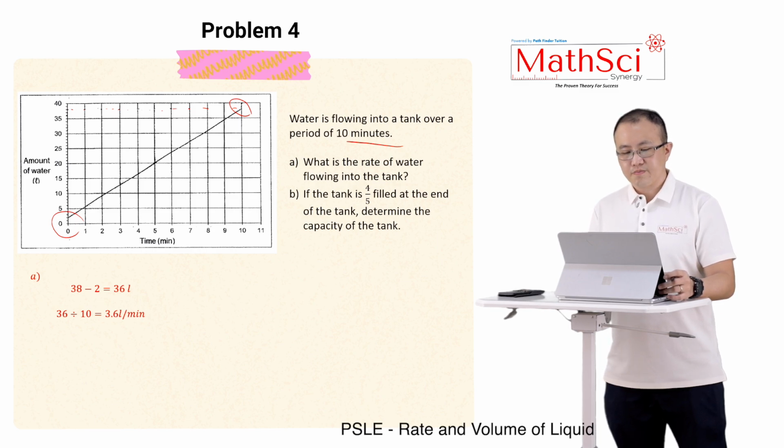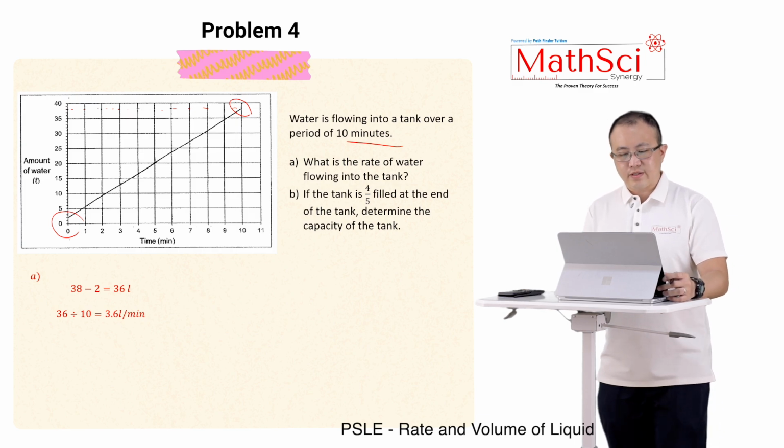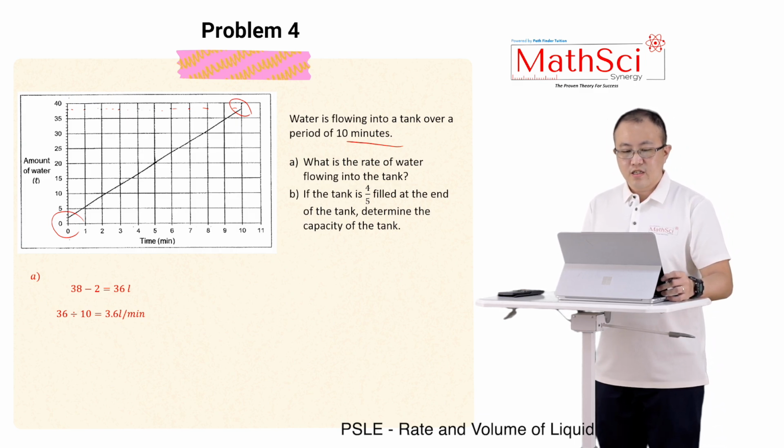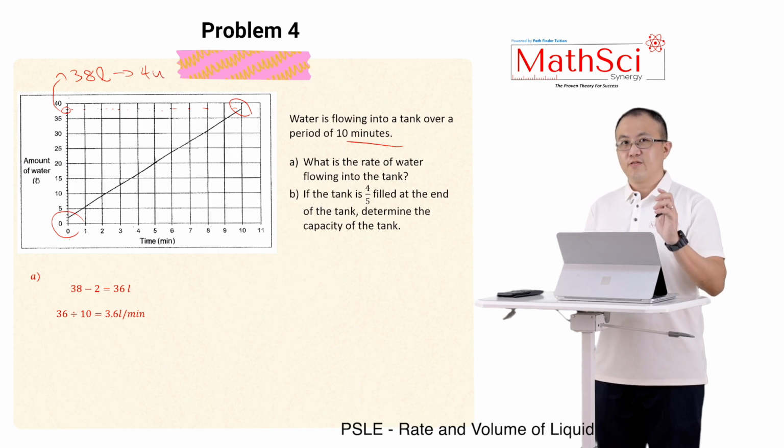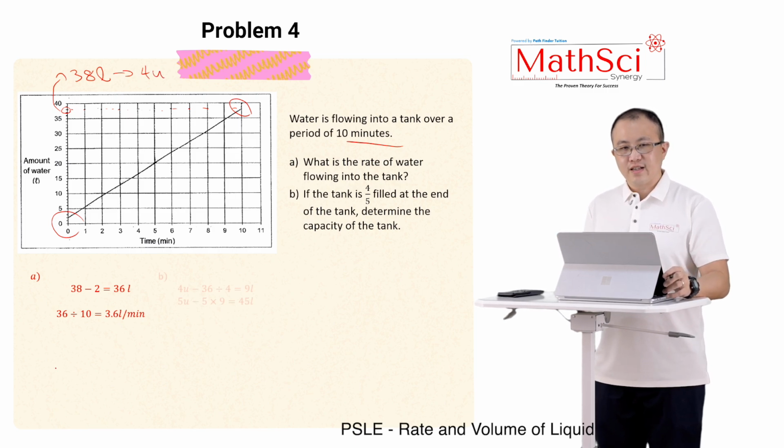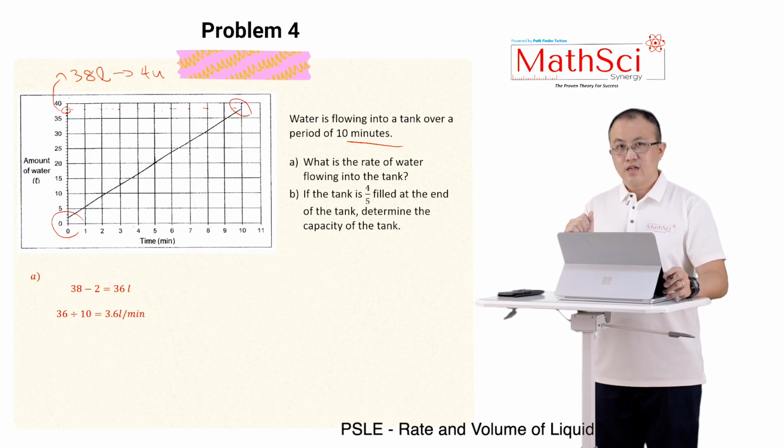Okay, this is A. Last but not least, if the tank is 4/5 filled at the end, determine the capacity. So 10 minutes can only fill 4/5 of it. All right. So which means to say that, in fact, the amount of water I have at the end, this is 38 liters. This is in fact just 4 units, 4 out of 5. So the last part will be a bit straightforward. It's like a fraction question all over again. So 4 units is actually 38.